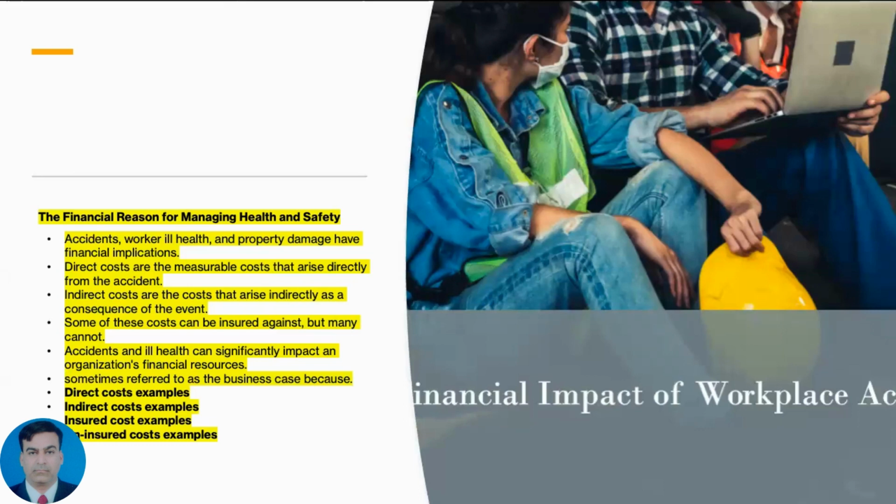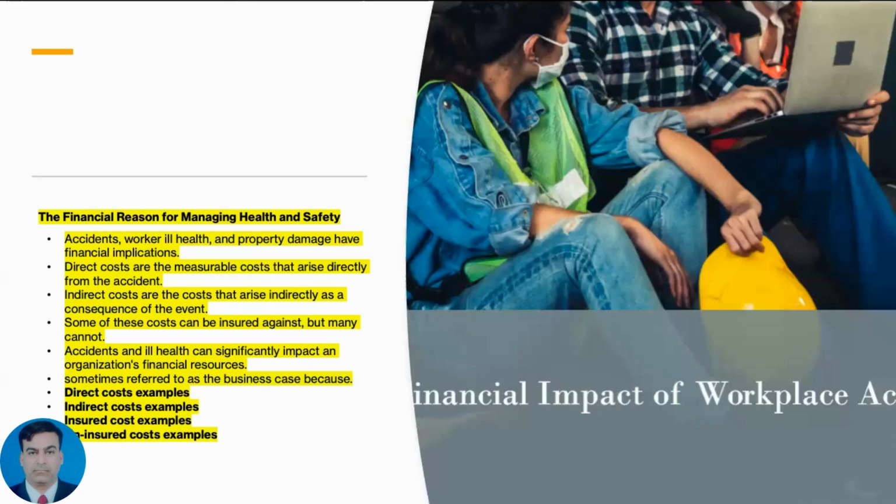Number seven, fines in criminal courts. Penalties or fines imposed by regulatory authorities or courts as a result of non-compliance with health and safety regulations. Number eight is compensation payment to victims. Financial settlements or compensation paid to injured workers or victims of the workplace accidents, including medical expenses, lost wages, and pain and suffering. So these are the costs which are the direct consequence of any accidents. So these have to be faced by the organization.